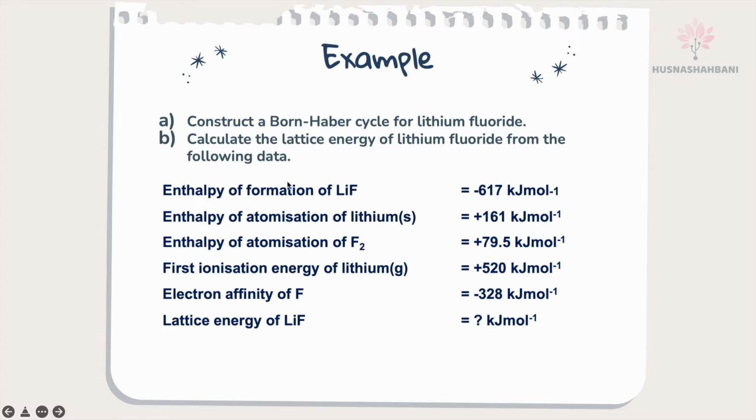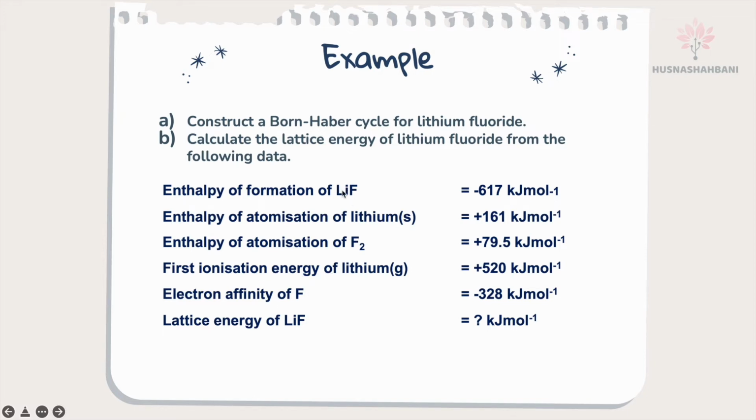So if you notice, this is enthalpy of formation, so we want to form LiF. And then atomization: you atomize this one element first, and then you atomize the second element. After you make it an atom, next, you make it an ion.